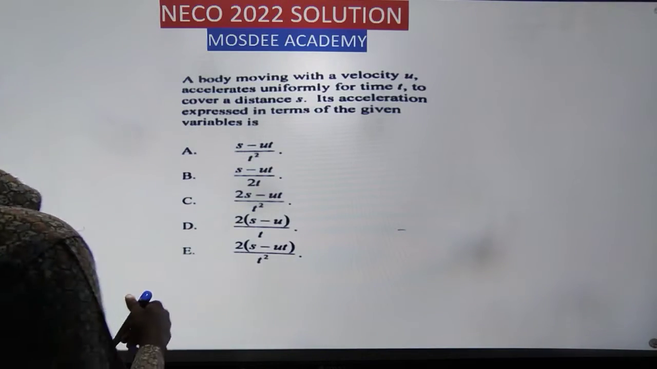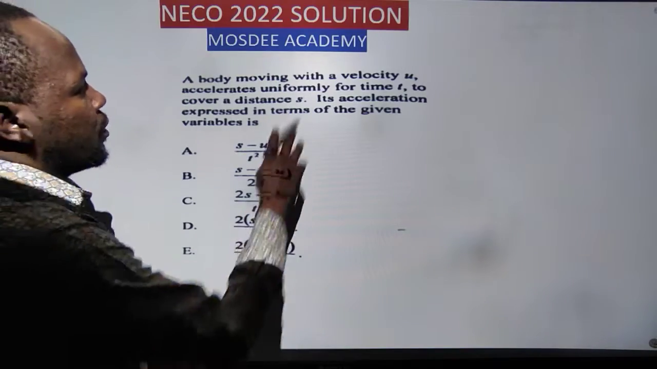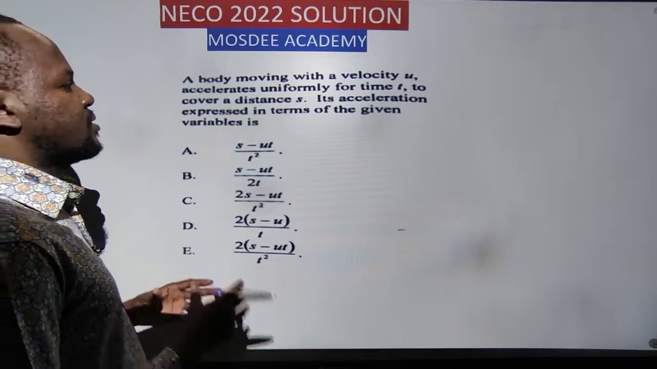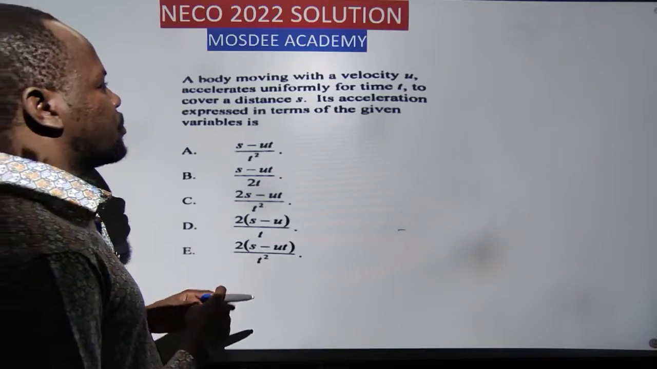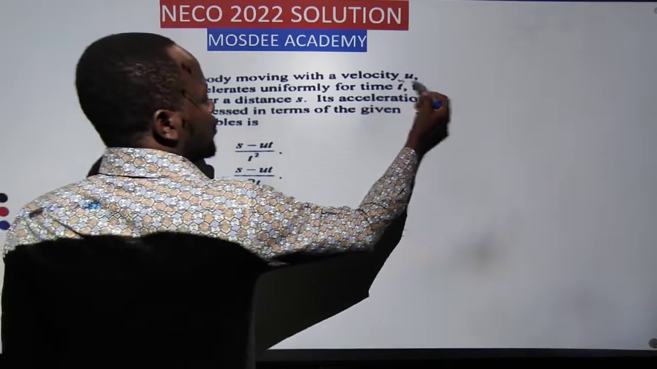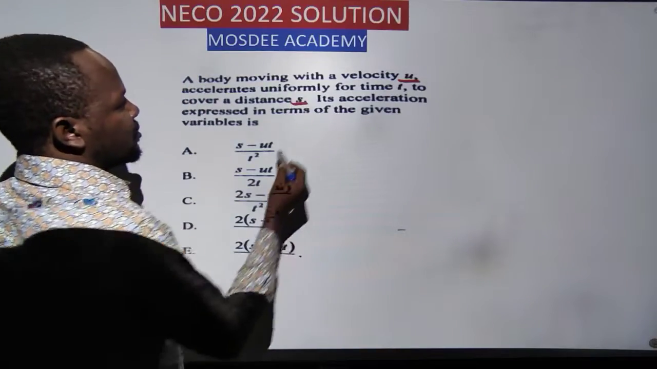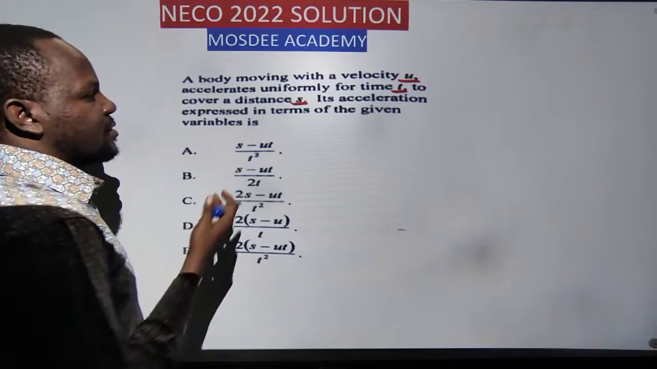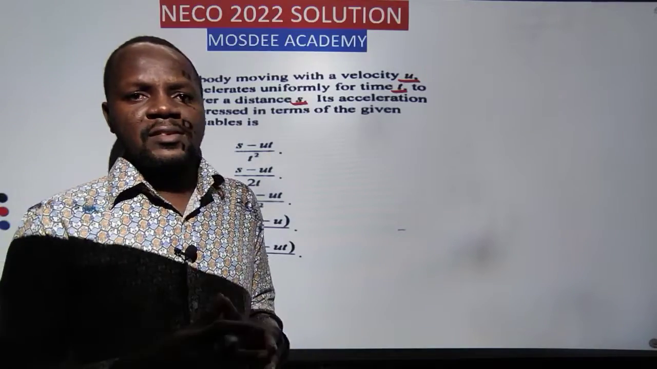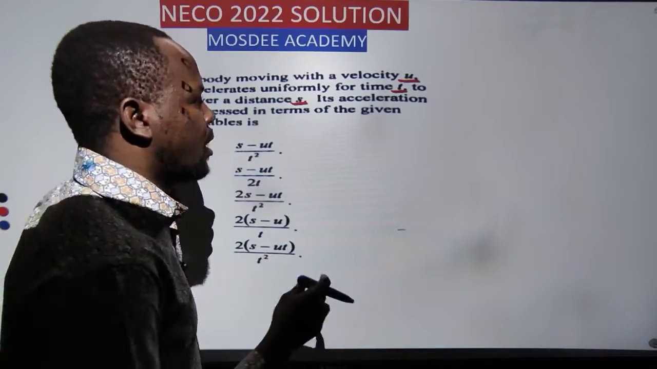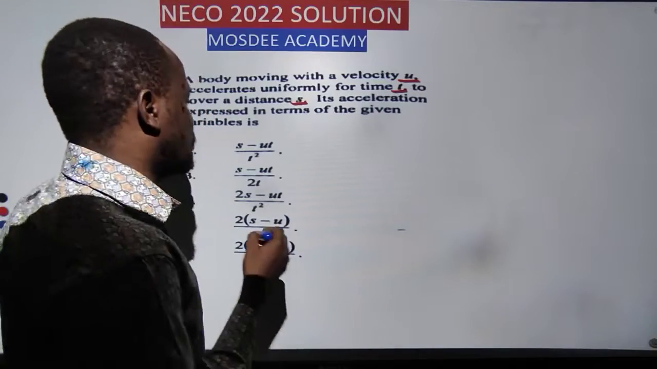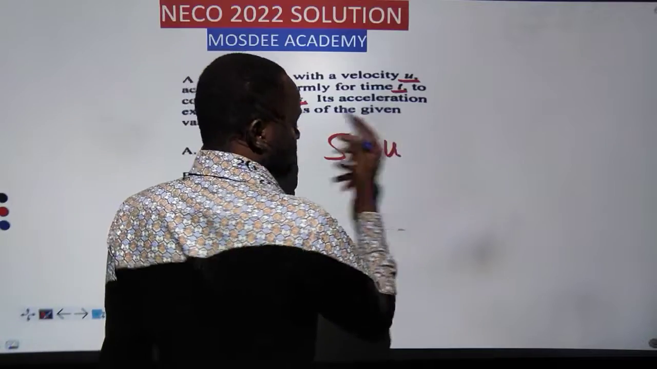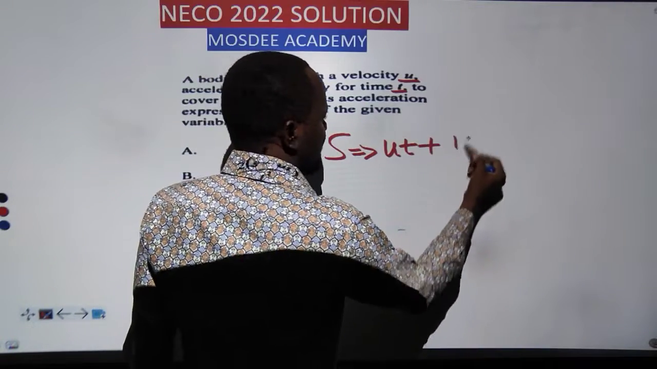A body moving with a velocity u accelerates uniformly for time t to cover a distance s. Acceleration is now to be expressed. The parameters given are u, s, and t, and you are looking for the expression of the acceleration. So you are looking for a formula that combines acceleration, distance, and time. So s equals ut plus half at squared. Remember that? That is the second speed equation, s equals ut plus half at squared.